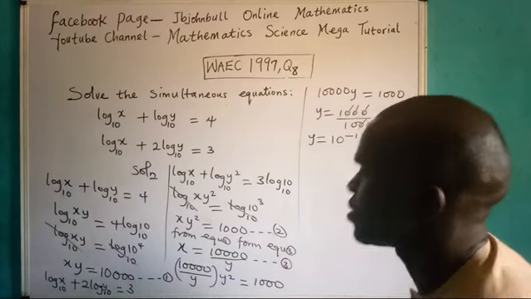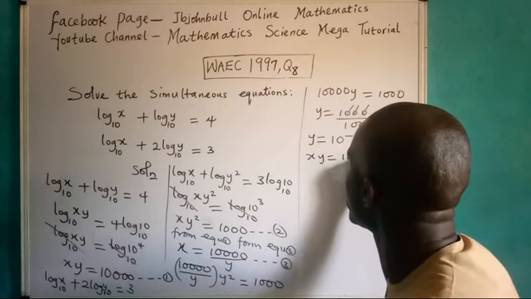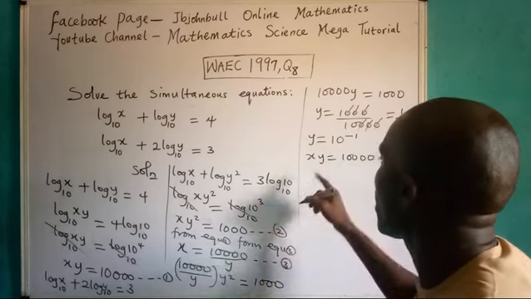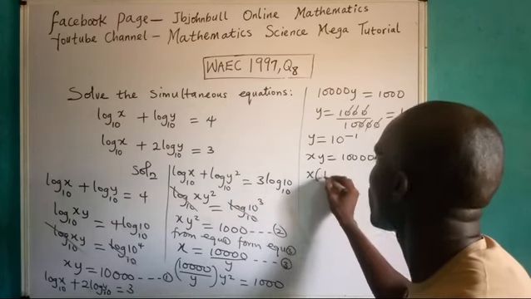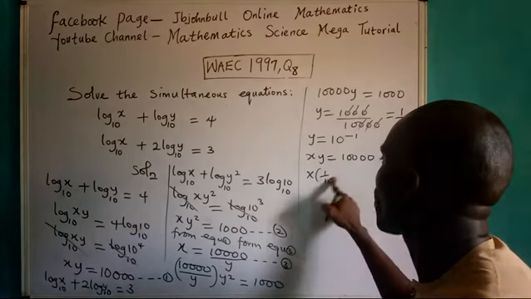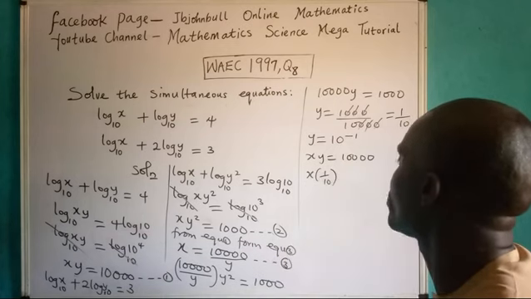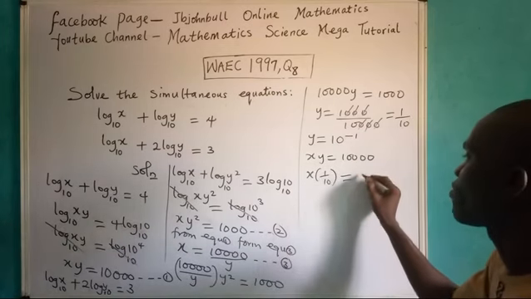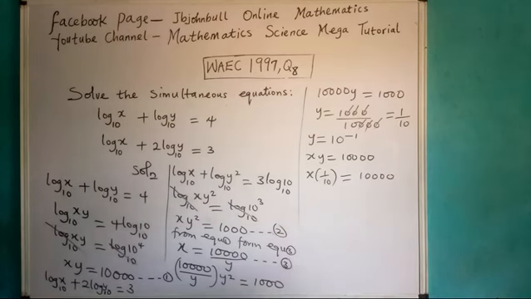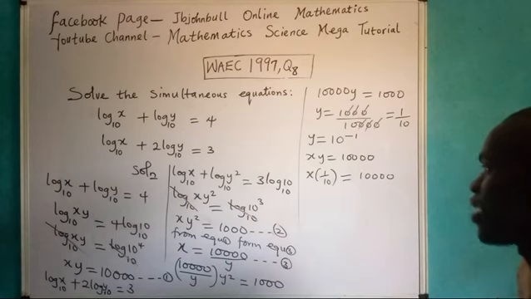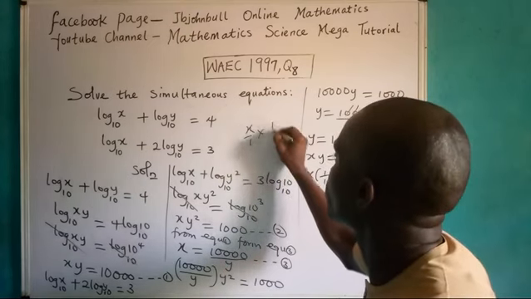Equation 1 there is xy equal 10,000. And what is y? y is simply 1 over 10. You know that together I will have to introduce a bracket. In between we have times. I will now have x times 1 over 10 equal 10,000. It simply means x over 1 times 1 over 10.